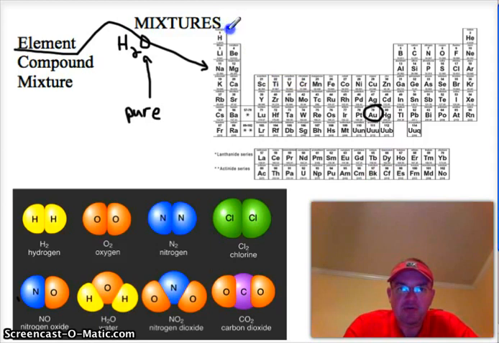Here we have hydrogen. If you were to split hydrogen up further, it would just be atoms. You would not have hydrogen anymore. And all our compounds come from these elements. So elements are building blocks of compounds. Compounds like the H2O, here's the O. Salt is going to be NaCl, here's the Na.